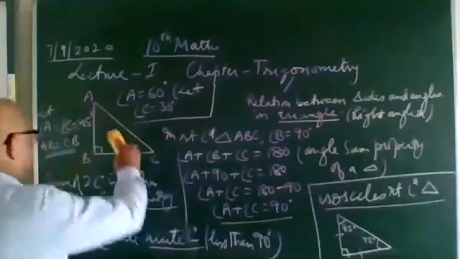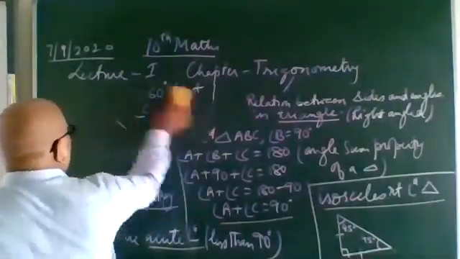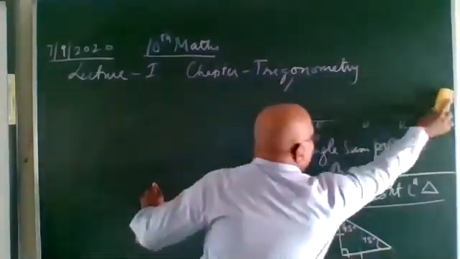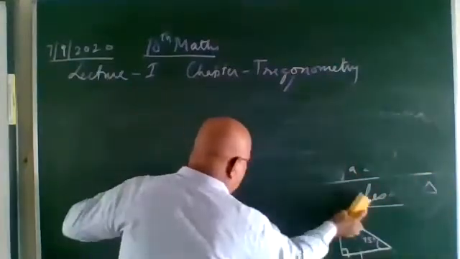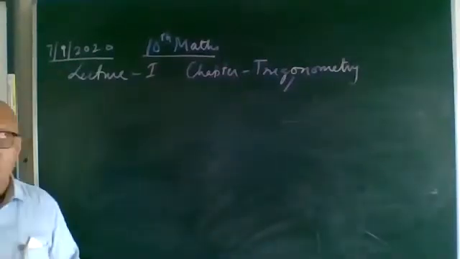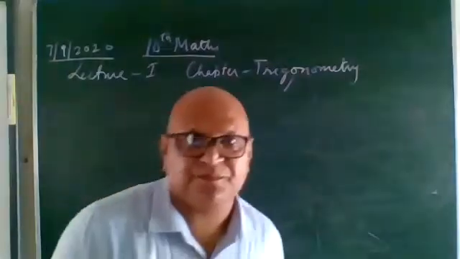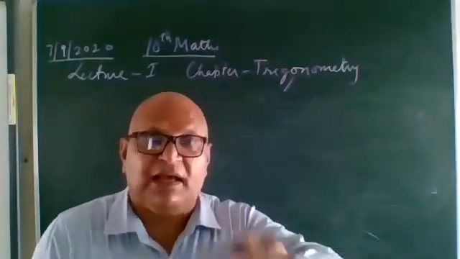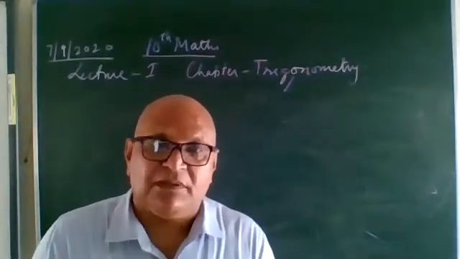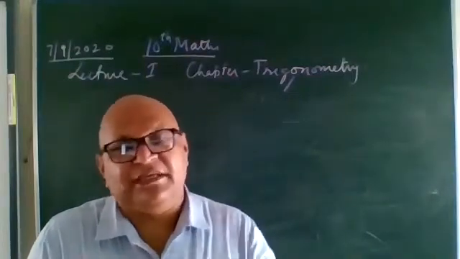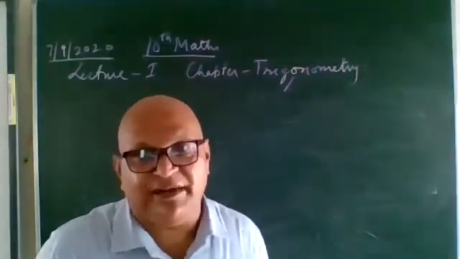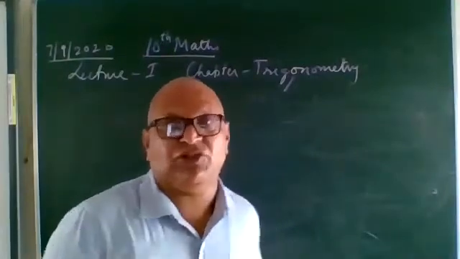Now we must know that to find the angle, what you need is the angle sum property of triangle. But if I ask you to find the sides in a right angle triangle, what is needed? That is Pythagoras theorem, if two sides are given and you have to find the third side. If two angles are given, you find the third angle using the angle sum property. But if two sides are given and you have to find the third side, you use Pythagoras theorem.